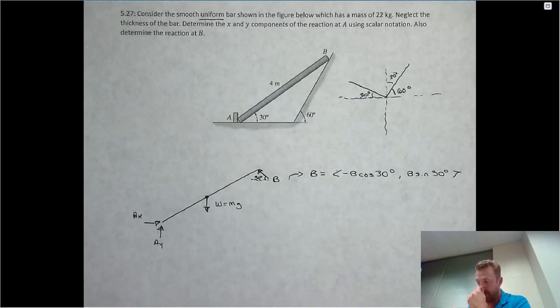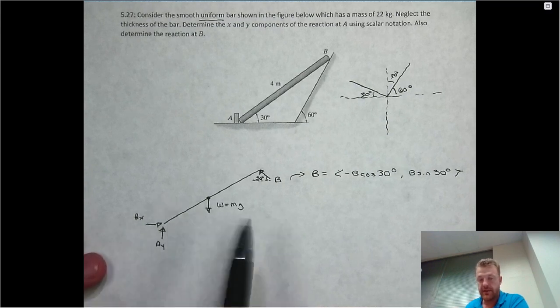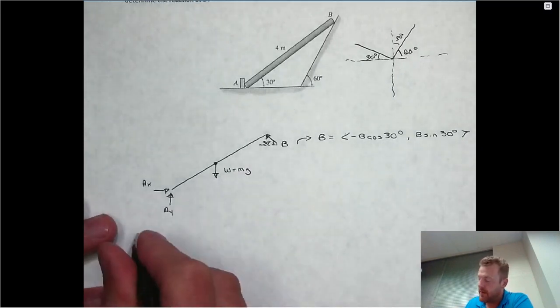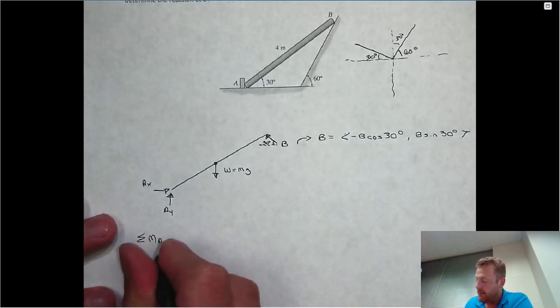So now we have a corresponding free body diagram. So the question is, how can we actually compute what the reactions are at these points? I'm going to say that I can compute the reaction at B by just summing all the moments about point A.